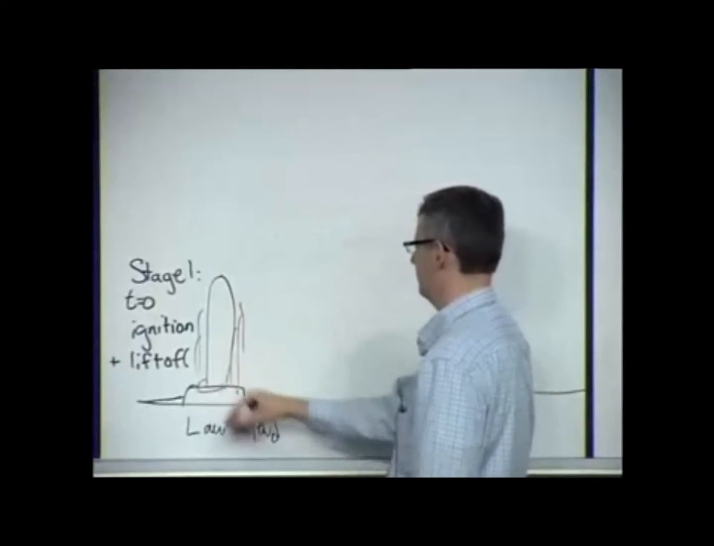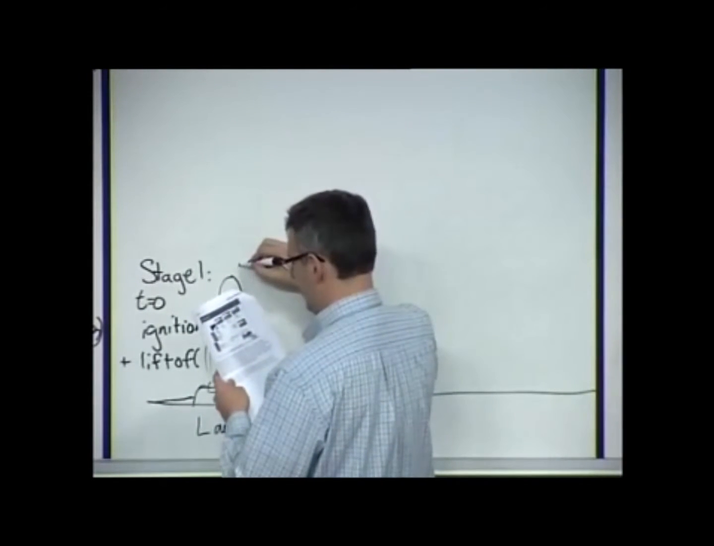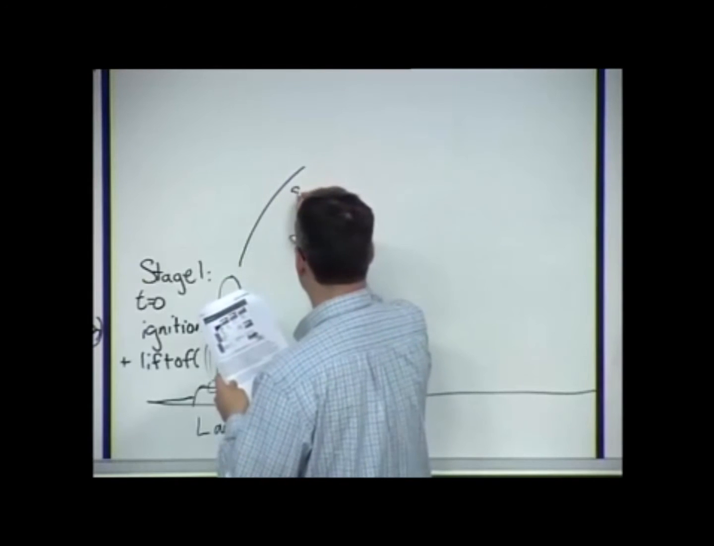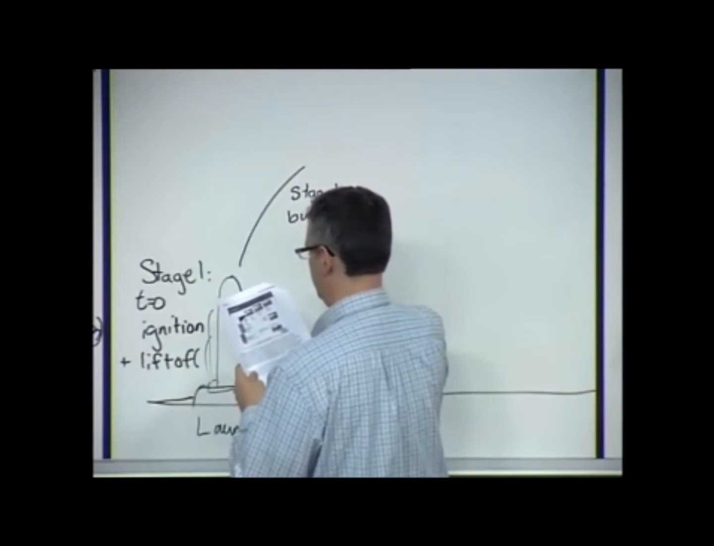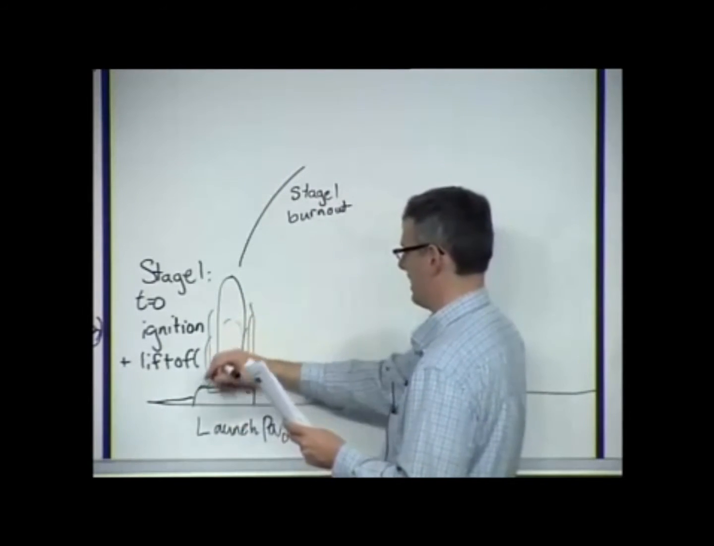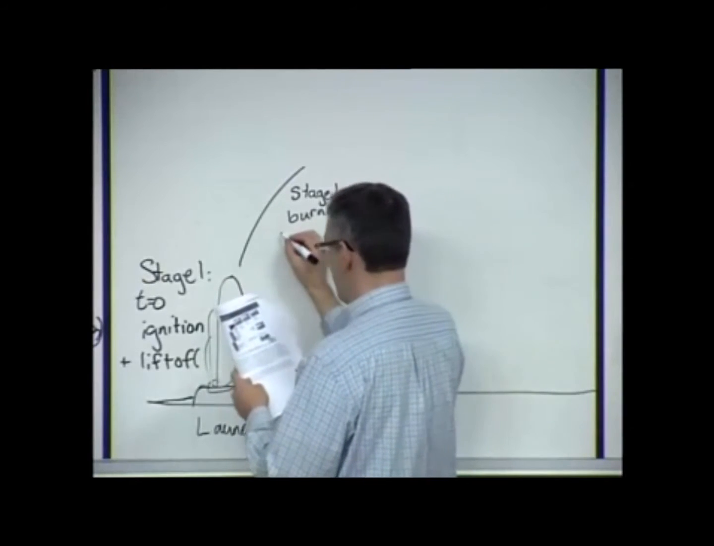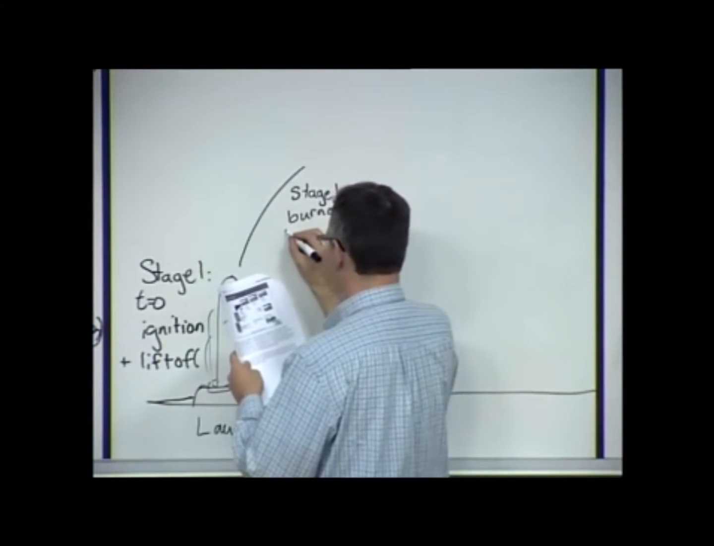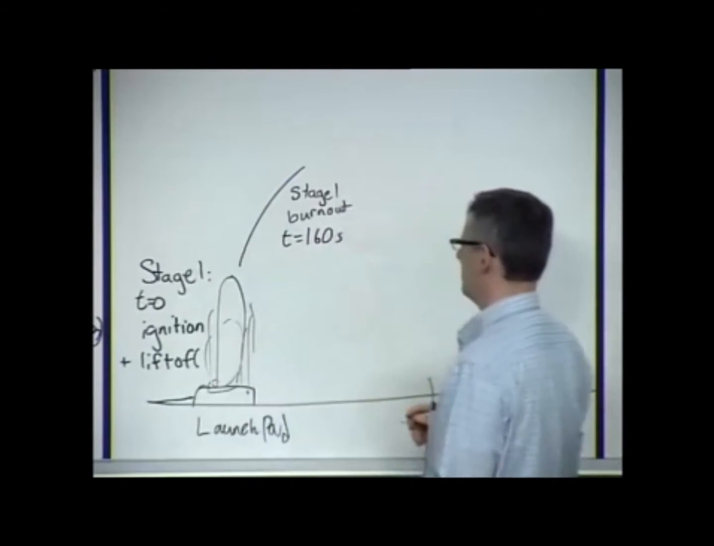Could be some scaffolding here. So you launch your rocket. Stage 1 burns out. That's your first bottom stage that has a lot of the fuel that you use to initially get off the ground. That burns for about 160 seconds, which is a typical number for that.